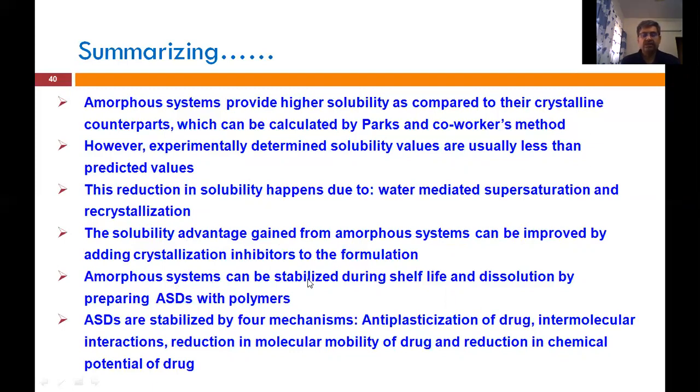Amorphous systems can be stabilized during shelf life and dissolution by preparing the ASD with polymers. ASDs stabilize the amorphous drugs by 4 mechanisms: anti-plasticization of the drug, intermolecular interaction, reduction in the molecular mobility of the drug, and reduction in the chemical potential of the drug. With this, we come to the end of our lecture on amorphous solid dispersion.